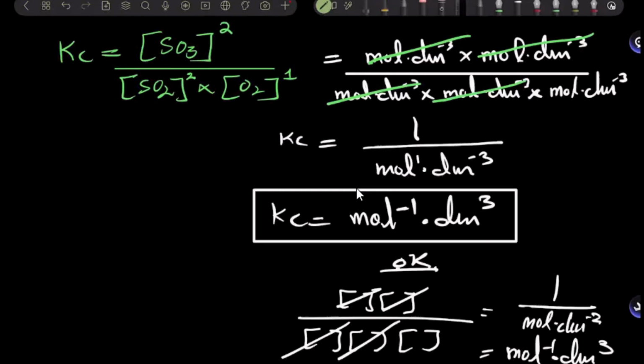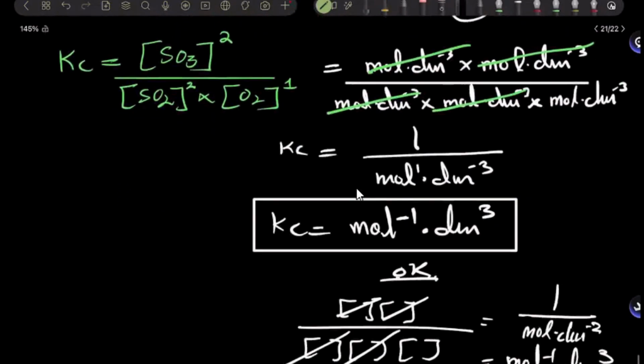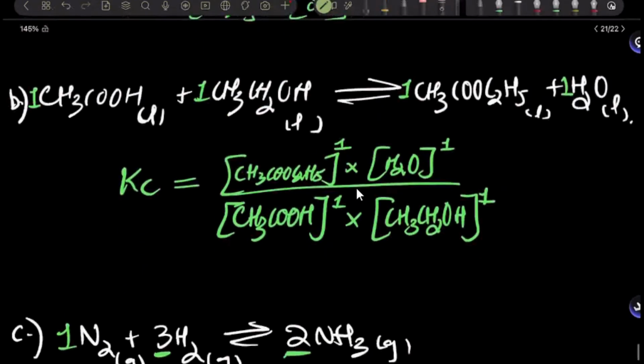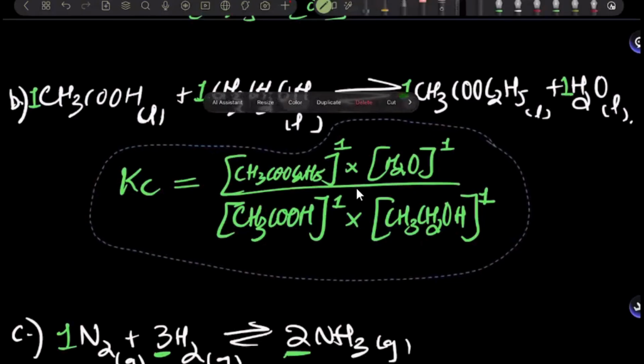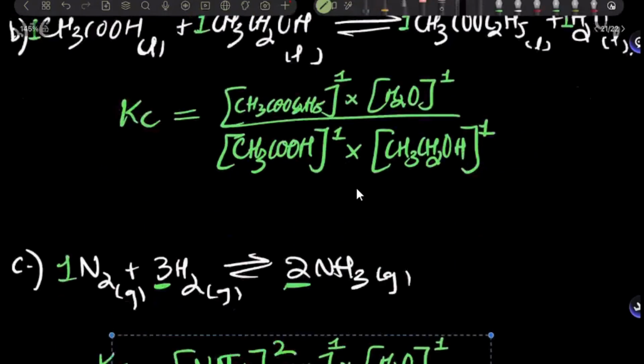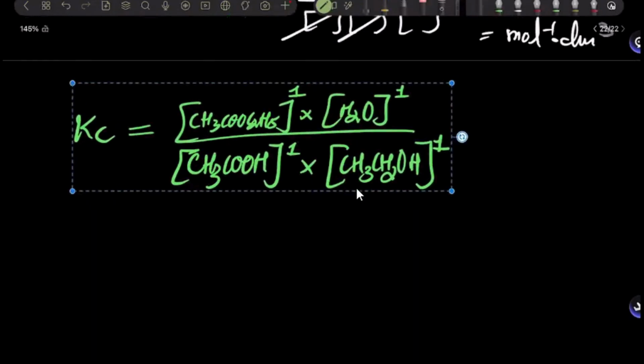So the unit of Kc over here is what? The Kc unit would be whatever the value of Kc is. I'll just assume that it's X right now. The unit of Kc would be mole minus 1 and dm cube. All right. Let's take the second example of this. Let's take this example now.